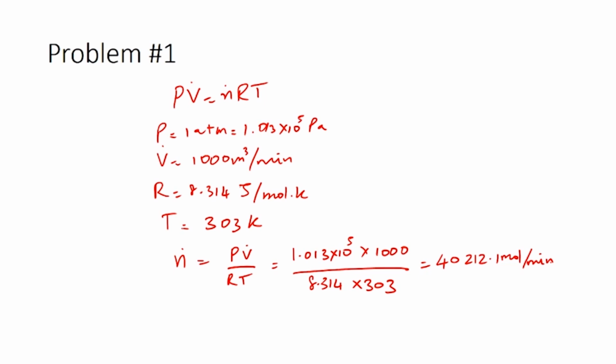Since the solar energy is given in terms of watts, it would be useful to convert this molar flow rate into moles per second. So, this would mean molar flow rate N dot equals 40,212.1 divided by 60 moles per second, which is equal to 670.2 moles per second. We have air coming in and leaving the system, which means this is an open system.